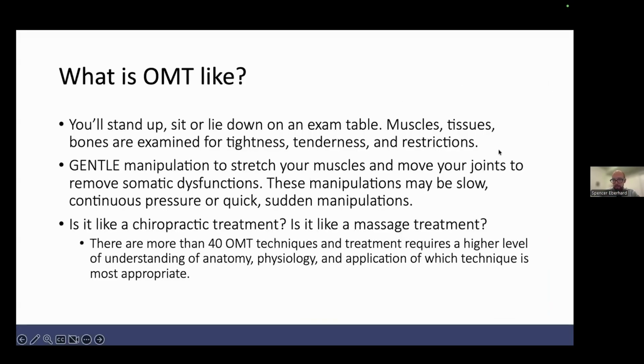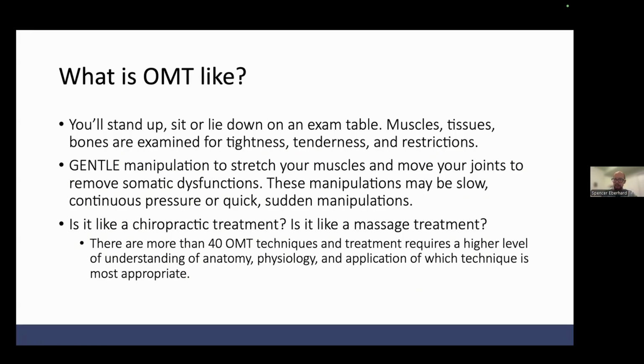So now, what is osteopathic manipulative treatment like? You can be treated standing up, sitting down, or lying down on the table, which is the most common way because we want you in that rest-and-digest, relaxed position, and so that's the easiest way to treat. Then your muscles, tissues and bones are examined for tightness, tenderness, and restrictions. And the important part is we like to do gentle manipulation to stretch your muscles and move your body and joints to relieve somatic dysfunction. These manipulations may be slow, continuous pressure, or quick, sudden manipulations.